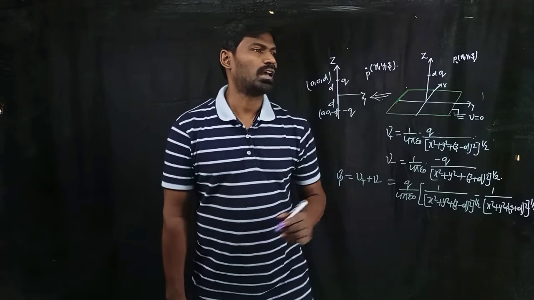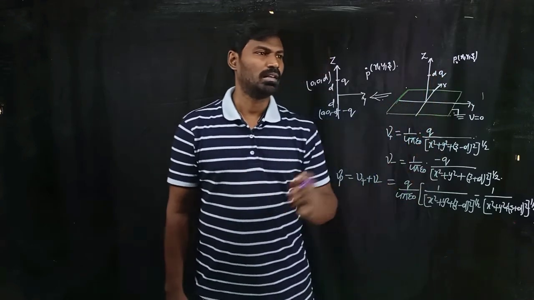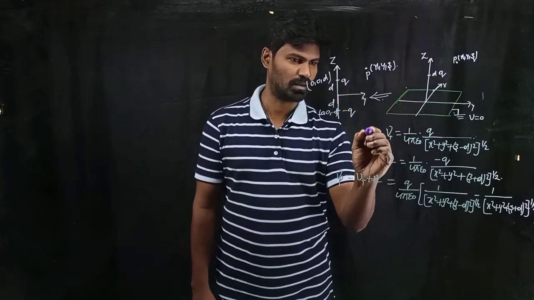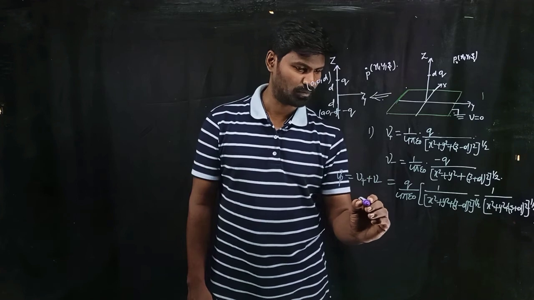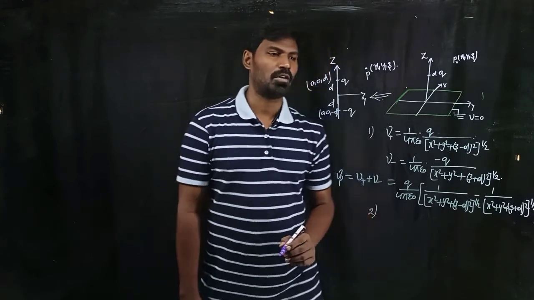Okay, now next I am going to calculate the strength of the field at this point P. Again I am coming back to this situation only. This is point number 1, which is about potential. Next I am writing point number 2, which concerns the field at point P.